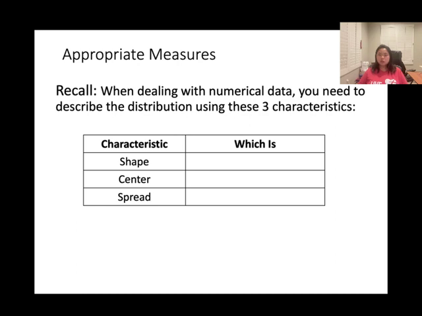So we talked about Chapter 2, Sessions 2.1 and 2.2. When dealing with numerical data, you need to describe the distribution using these three characteristics. Remember what they are? The shape, the center, and the spread. Write it down here. I'll give you guys 1 minute.